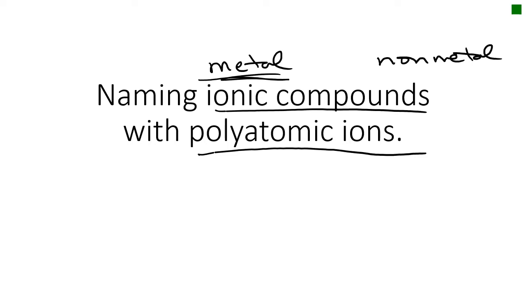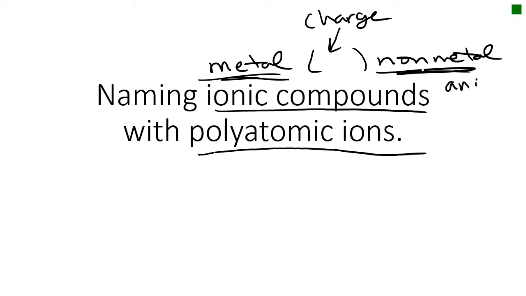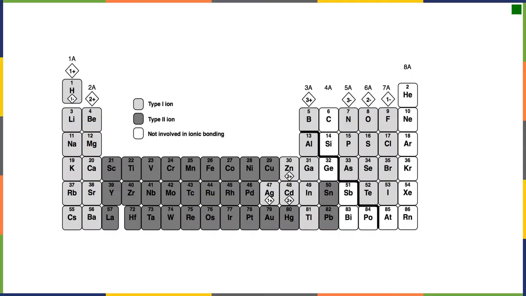We know we consistently name the metal cation by the name of the element. If it's type 1, we just leave it there. If it has a variable charge, we're going to put the charge in Roman numerals in parentheses, followed by the name of the nonmetal. And remember, a nonmetal is named as its anion, and we have to know and memorize all the names of the anions. So what we're going to do here is add some more anions to this list.